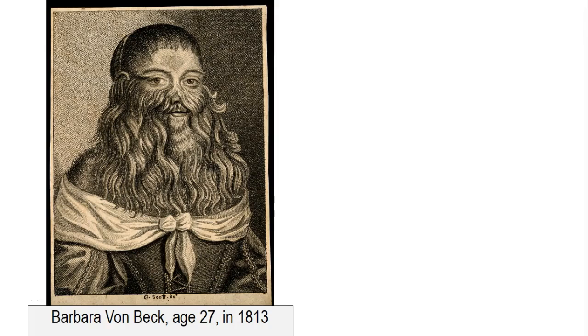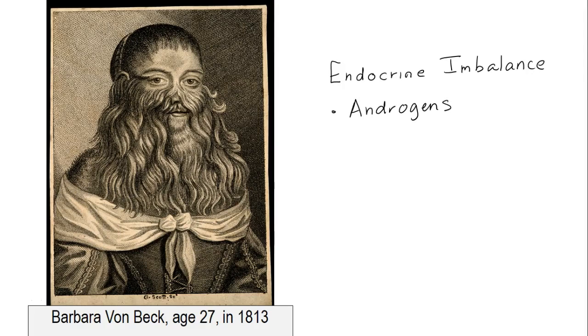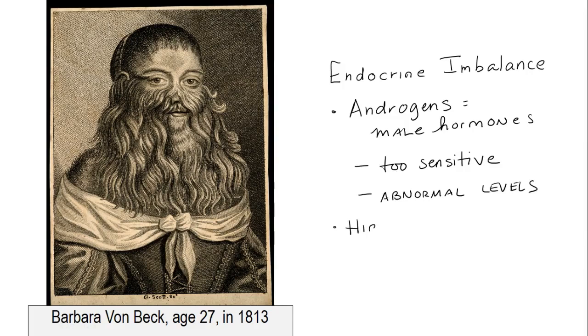It turns out to be an endocrine imbalance. This means that she had an abnormal hormonal condition. And in her case, the condition involved androgens. These are male hormones that are required for male characteristics like muscle strength, hair growth, and the deepening of the male voice, except that Barbara was a woman. So she had an endocrine condition where she was either too sensitive to these hormones or she had abnormally high levels of androgens. And the result was a condition known as hirsutism, or excessive hairiness.